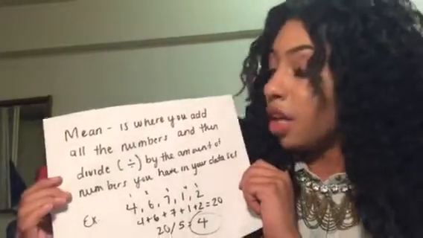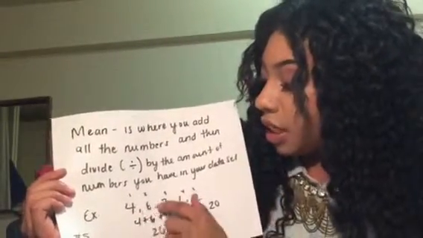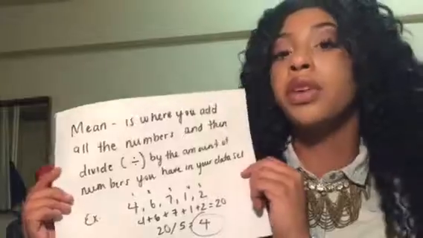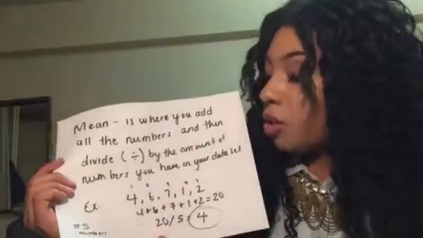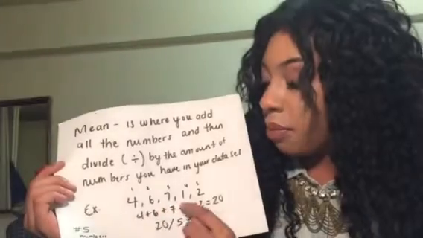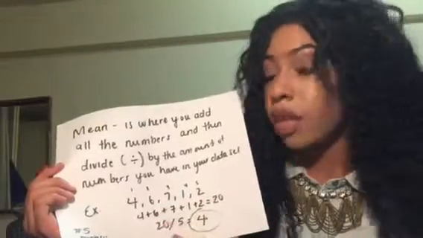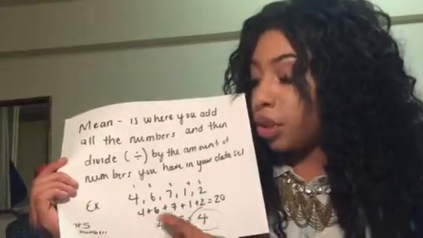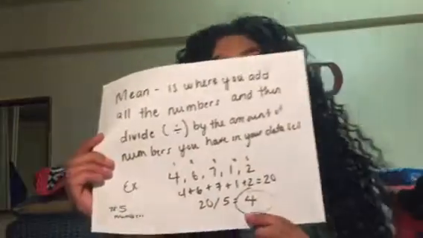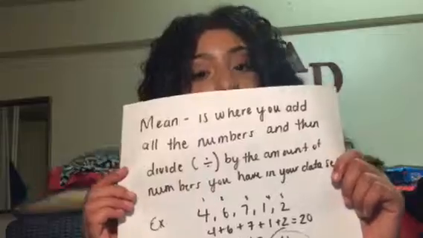So an example is 4, 6, 7, 1, and 2. And notice there's 5 numbers in your data set, so you want to keep that in mind. So you add 4 plus 6 plus 7 plus 1 plus 2, and you get 20. And then you want to divide it by the amount of numbers you have in your data set, which is 5. So you do 20 divided by 5, and you'll get 4. And that's how you find the mean.